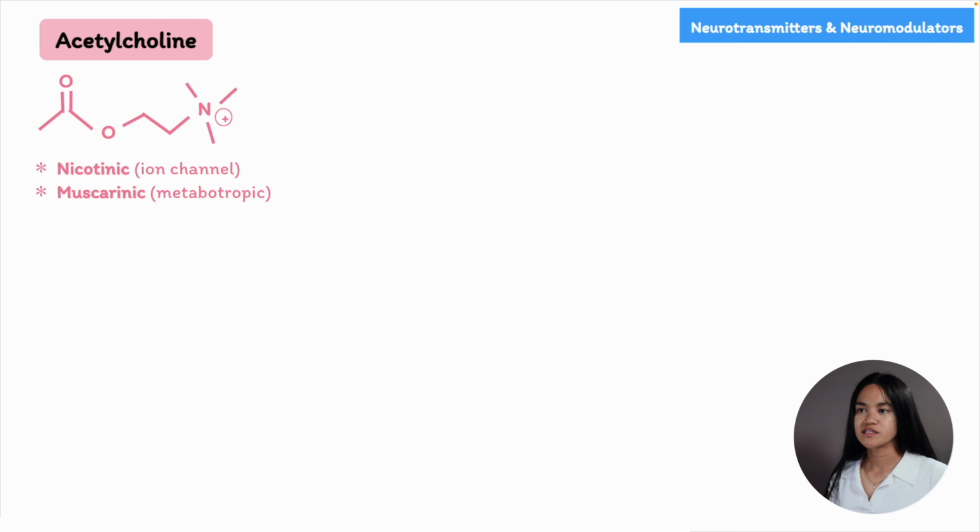On the other hand, the muscarinic receptors are metabotropic and coupled with G proteins. So recall that this is a membrane protein that, when activated by a neurotransmitter, indirectly results in the opening of ion channels by means of a second messenger. So these change the activity of several enzymes and ion channels.